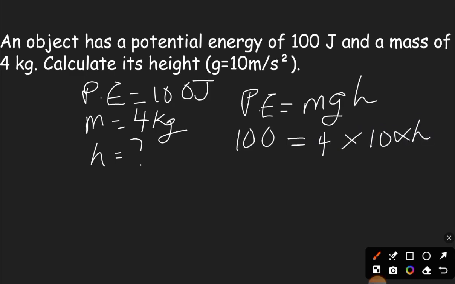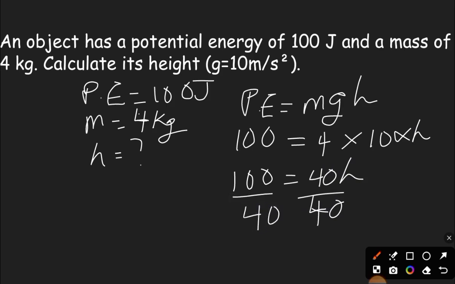multiplied by the height. So 100 equals 40 times the height, h. We divide both sides by 40, so 40 cancels 40. 100 divided by 40, we have the height to be 2.5. We are going to use the standard unit, which is meters.